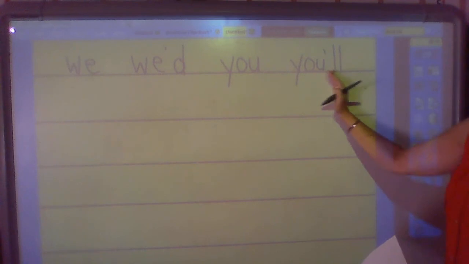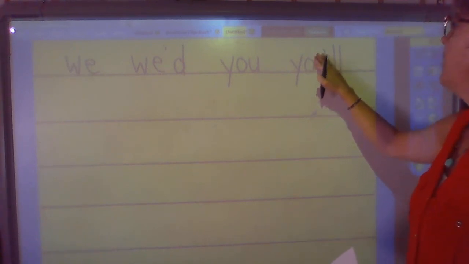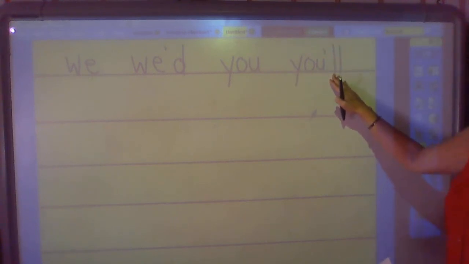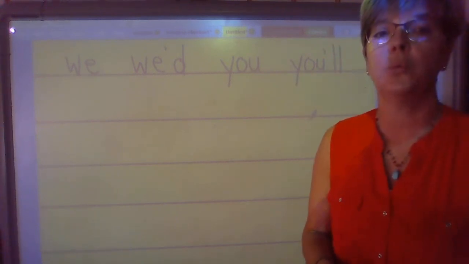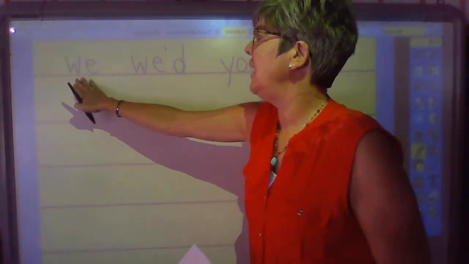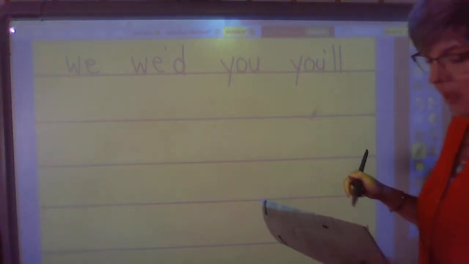You'll. So this is another contraction. You, apostrophe, L. You'll is a contraction for you will. So let's read line 1. We, we'd, you, you'll. Line 2.